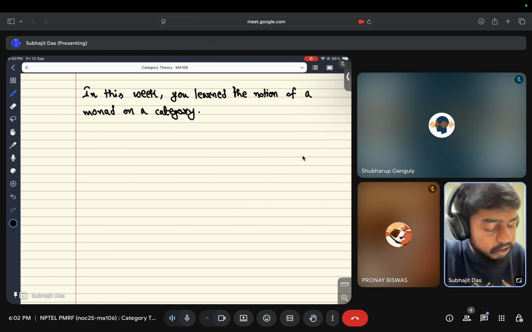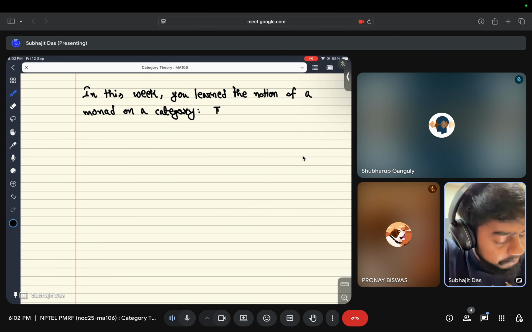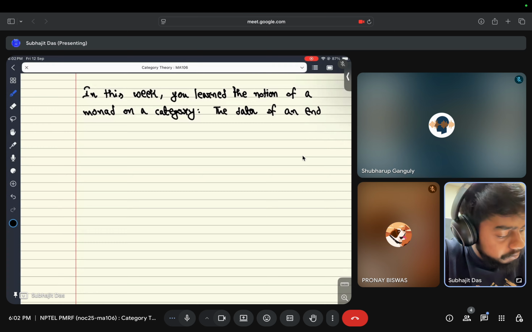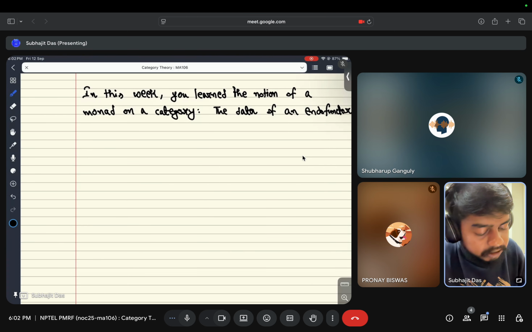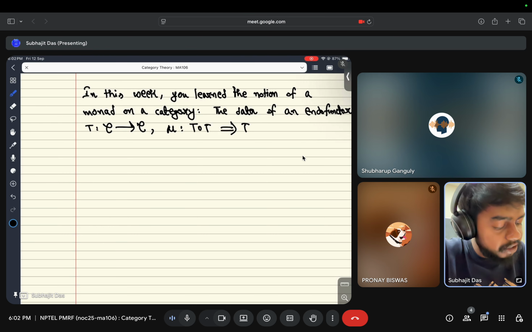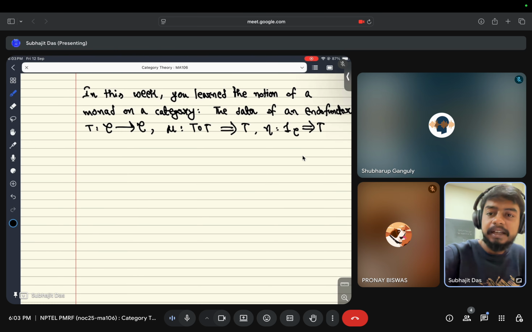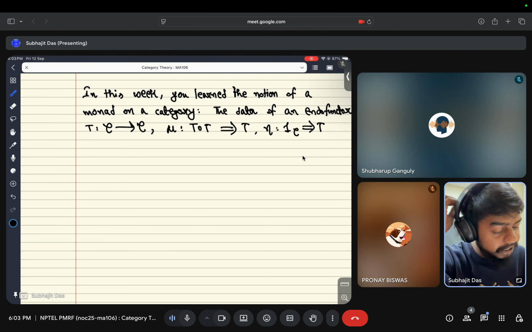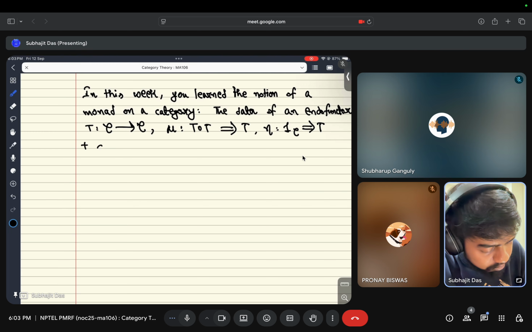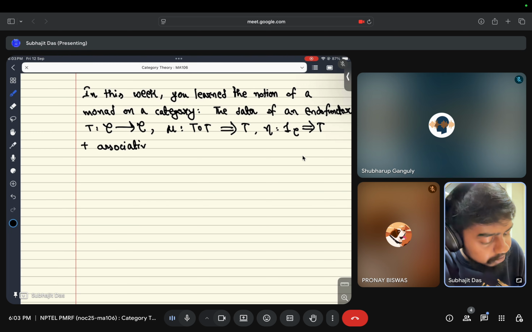So what really was a monad on a category? It's actually the data of an endofunctor T from the category to itself. You have a natural transformation T composed T to T, which mimics composition, and you have a unit from 1C to T, which mimics the existence of an identity element under multiplication. Right, so this is the data of a monad, and this data is subject to associativity and identity axioms.